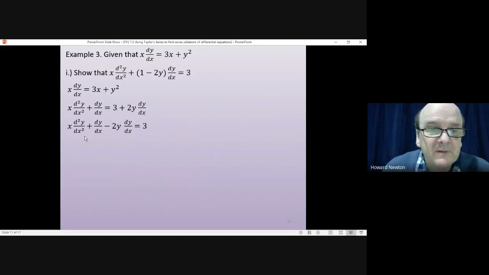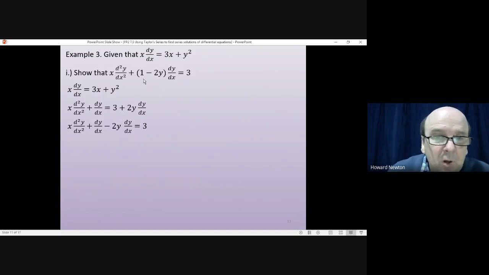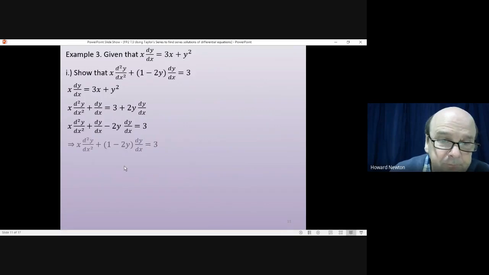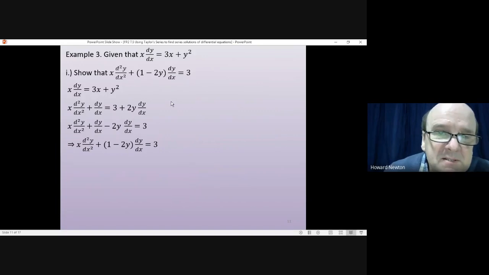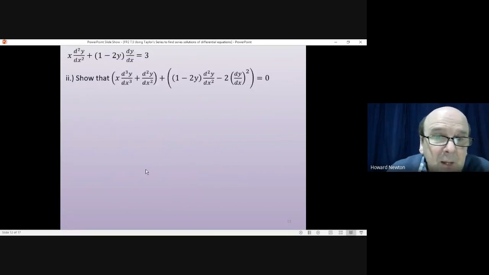Tidying that up will give us that. And that's the form, oh, not quite, we just need to factorize these two terms here. And if we factorize those, then we have got exactly the form that they asked us to get in the question. So that's part 1 done. Part 2 asks us to show this, which means we need to differentiate our answer from part 1.